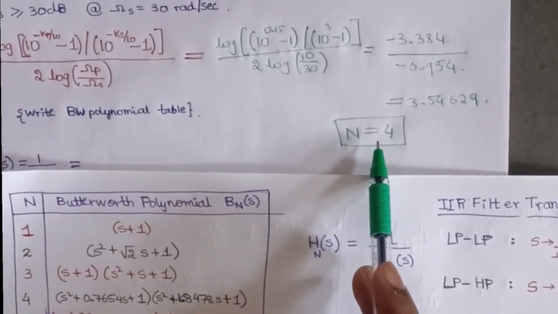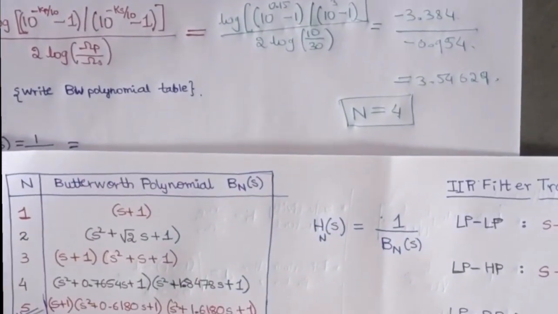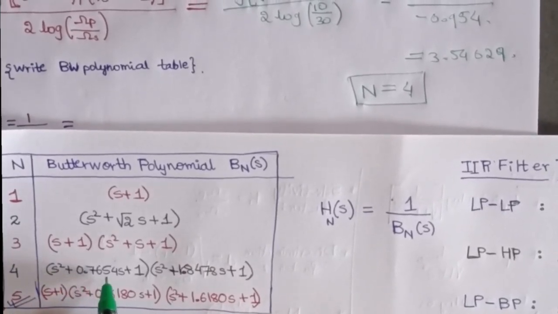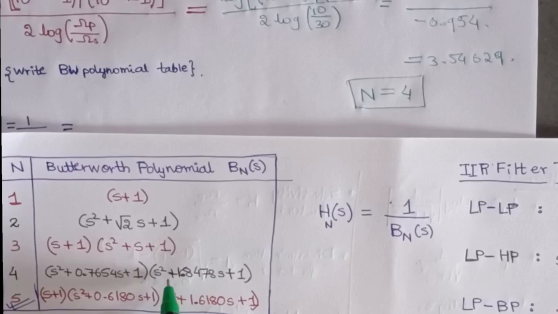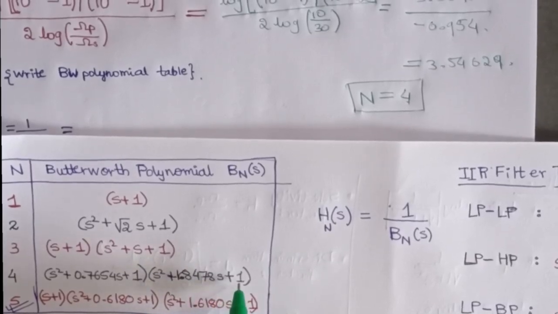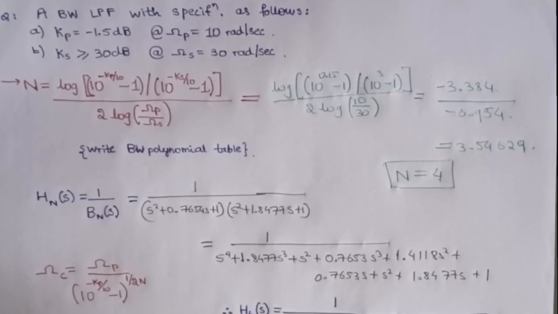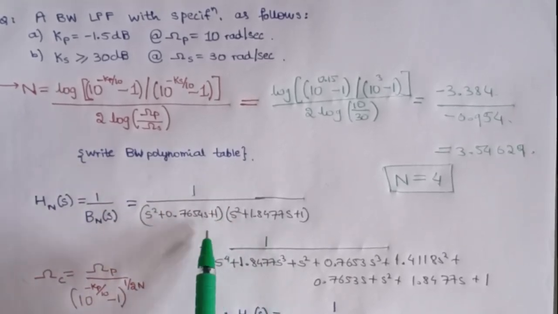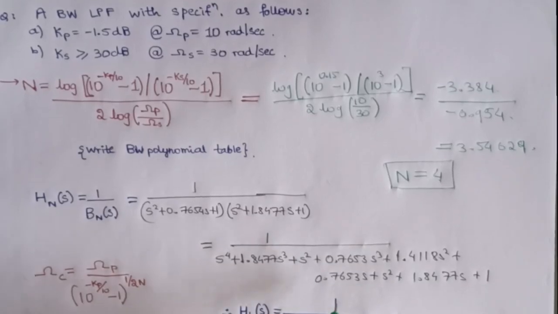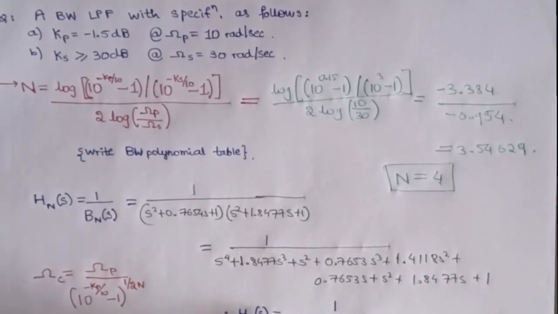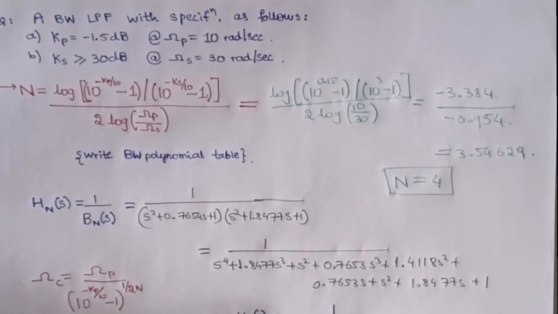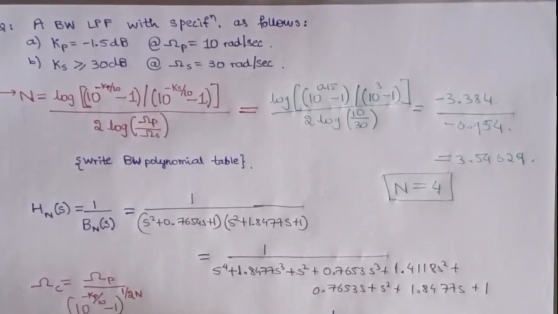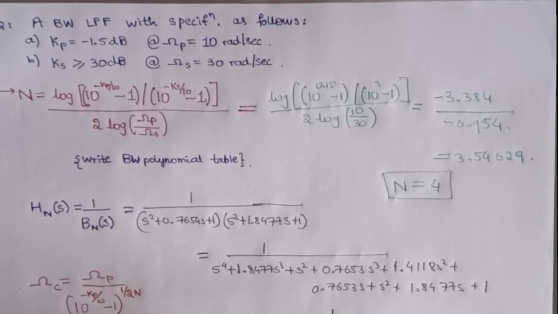We obtain the Butterworth polynomial for n equal to 4 from the Butterworth polynomial table. For n equal to 4, the Butterworth polynomial is s square plus 0.7654 s plus 1, into s square plus 1.8478 s plus 1. After applying polynomial multiplication and opening the brackets, our final answer is H4 of s equal to 1 divided by s raised to 4 plus 2.613 s cube plus 3.4118 s square plus 2.6107 s plus 1.